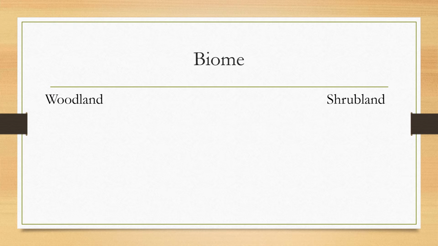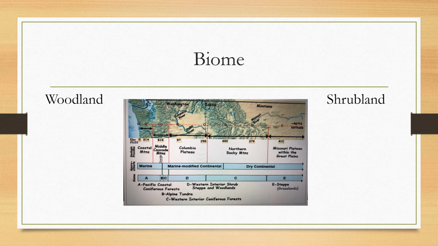A biome is classified as a community of plants and animals that have some common characteristics for the environment that they exist in.